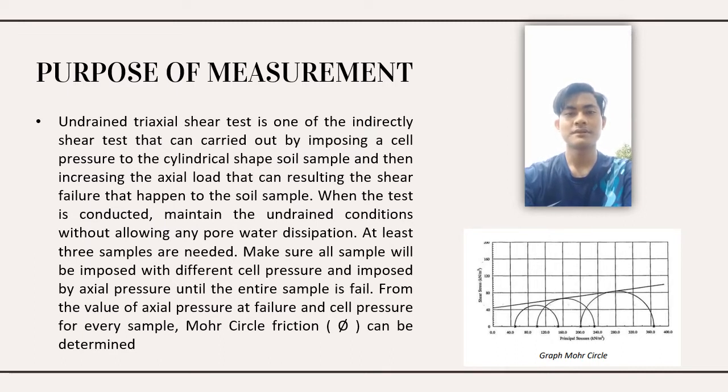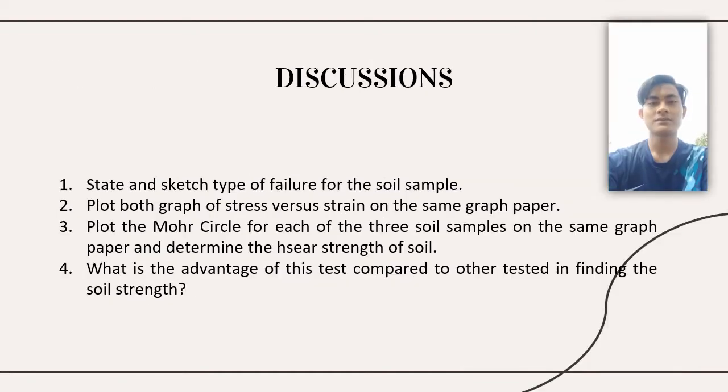Make sure all samples are imposed with different cell pressures and loaded with axial pressure until each sample fails. From the value of axial pressure at failure and the cell pressure for every sample, the Mohr circle can be determined. So our discussion is: number 1, how to state and sketch the type of failure for the soil sample.